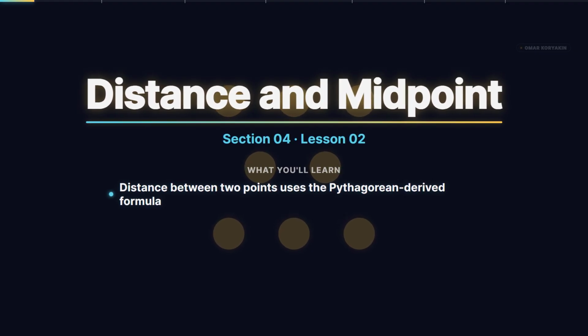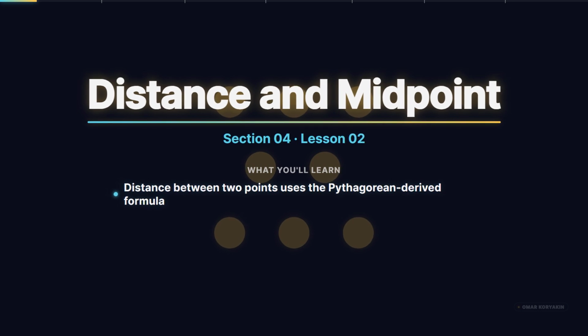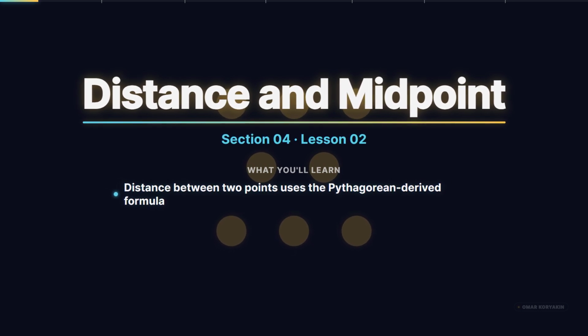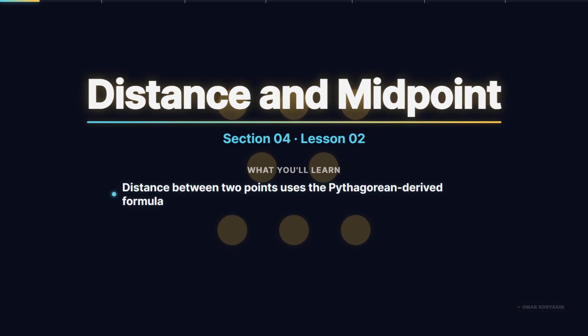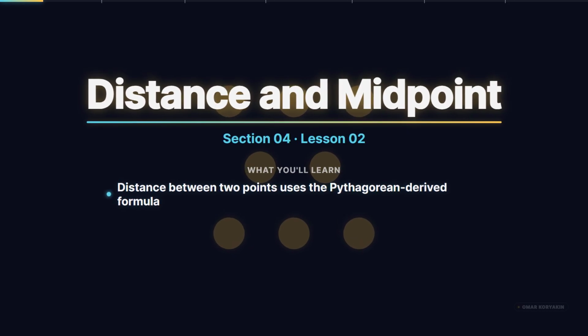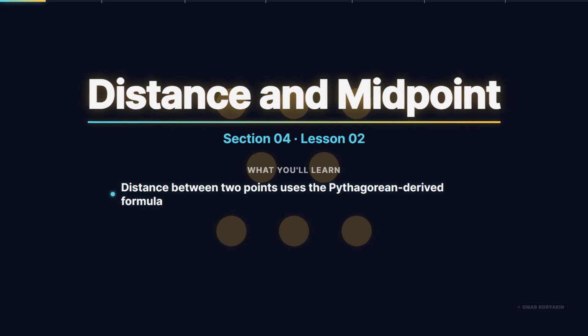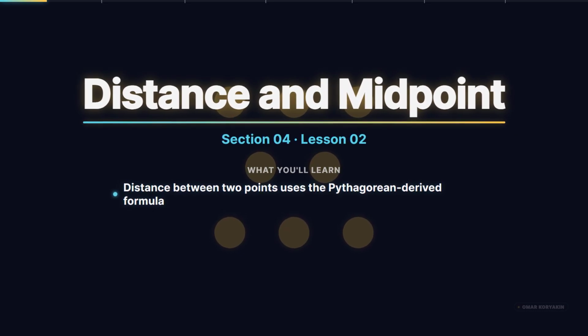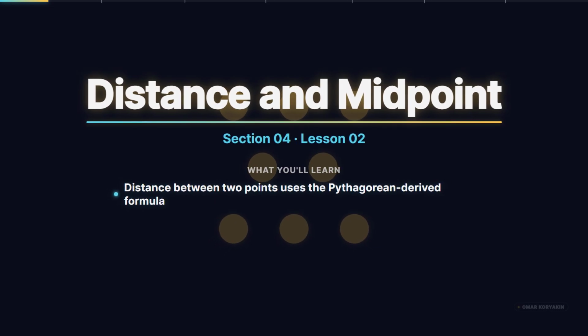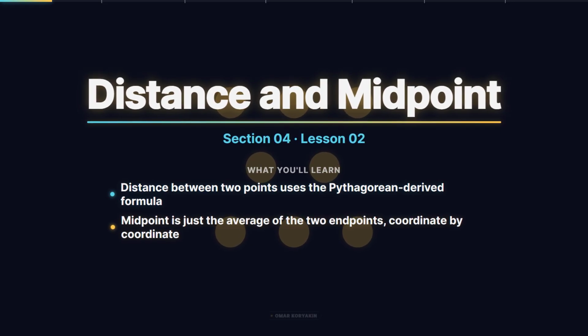First idea on the board. The distance between 2 points x1, y1 and x2, y2 on the coordinate plane is computed by the distance formula, the square root of the quantity x2 minus x1 squared plus y2 minus y1 squared. The formula comes from the Pythagorean theorem applied to the right triangle whose legs are the horizontal separation x2 minus x1 and the vertical separation y2 minus y1, with the hypotenuse being the straight line distance between the 2 points.